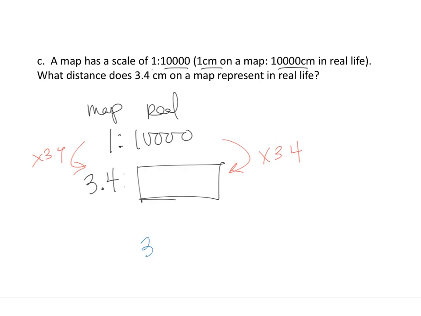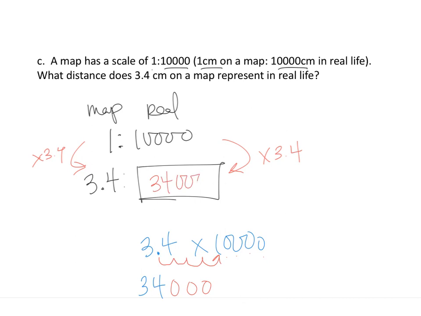And for those of you who still need to review how to multiply by tens, hundreds, thousands, here's a quick summary. There's 4 zeros behind 10,000. I'm going to move this decimal right here 4 spots from the left to the right. So 1, 2, 3, 4. Anywhere you have a gap, you fill it in. So this would be 3, 4, 0, 0, 0. So this should be an answer of 34,000 centimeters in real life.